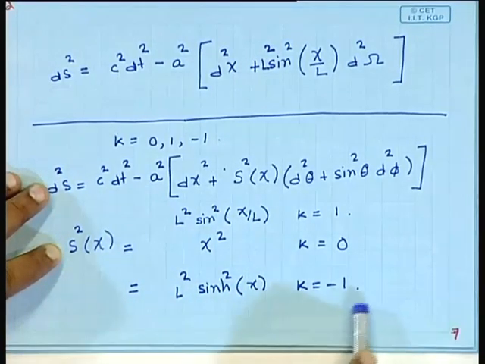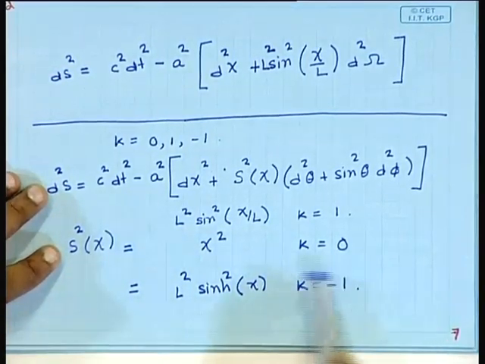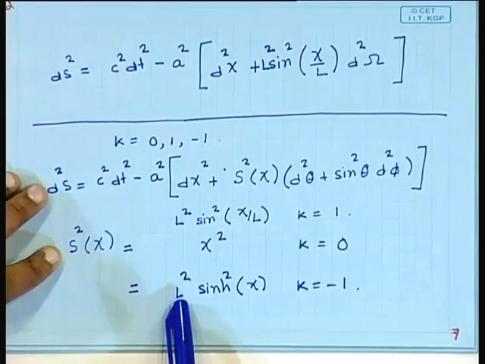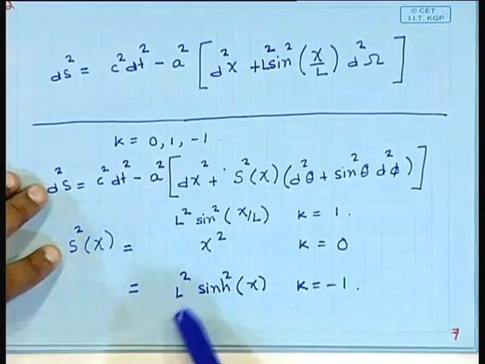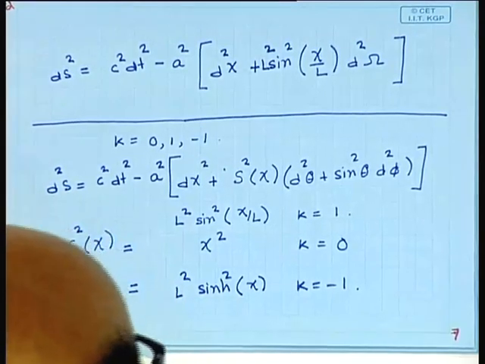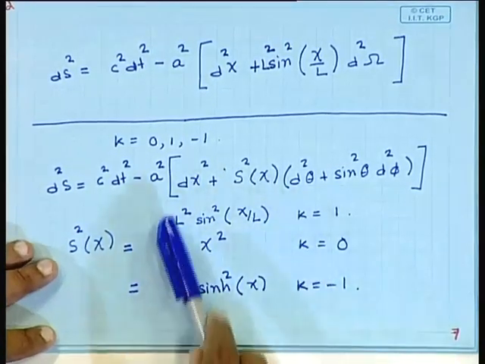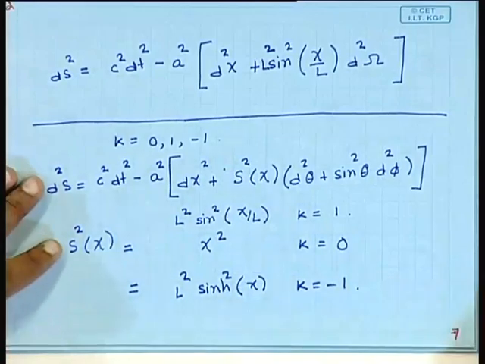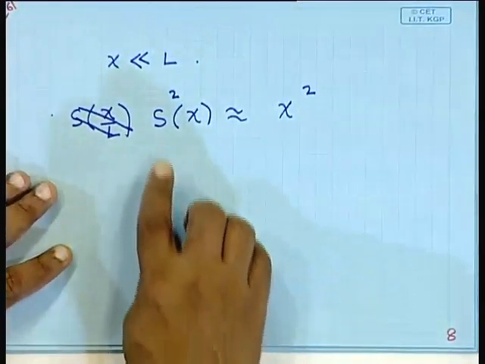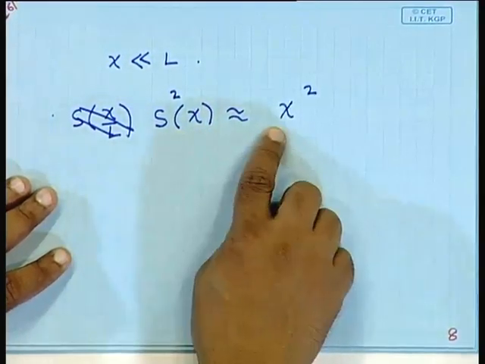If it is a space of negative curvature, k equal to -1, this is a hyperboloid, a space of constant negative curvature. Then this function s square of chi takes the form L square sinh square chi by L. So, in the curved cases, you have these different forms for s square. The fact that the space is curved is important only when chi is of the order of L. When chi is much smaller than L, all these functions reduce to chi square.